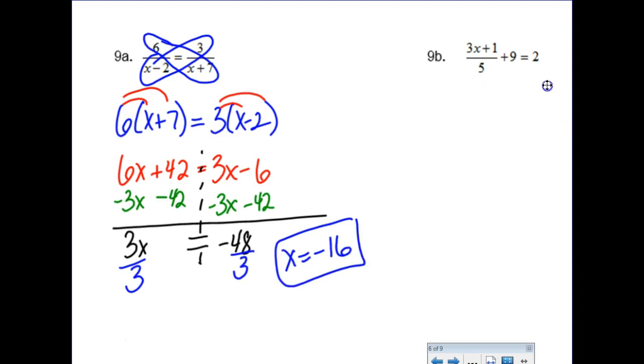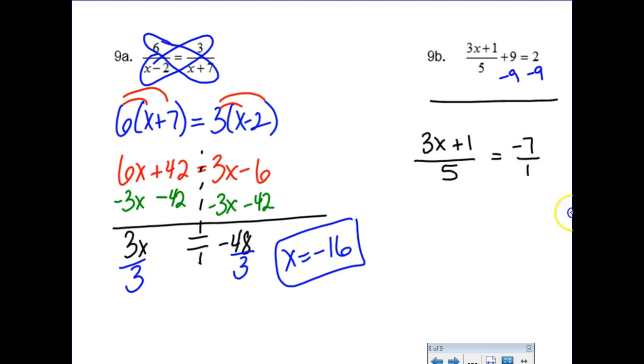And then this next one, a lot of kids try to multiply by 5 everywhere, and they don't end up doing this right. So we decided in class it would be a lot smoother if we all just moved this 9 over first. If we subtracted 9, and then we have essentially a proportion. It just created less issues for you in class, is what I recall. So 3x plus 1 over 5 equals negative 7. If you want to think of it as negative 7 over 1, then you can see the direct proportion.